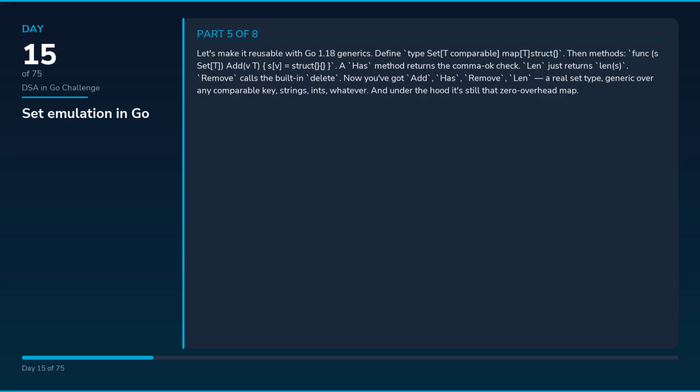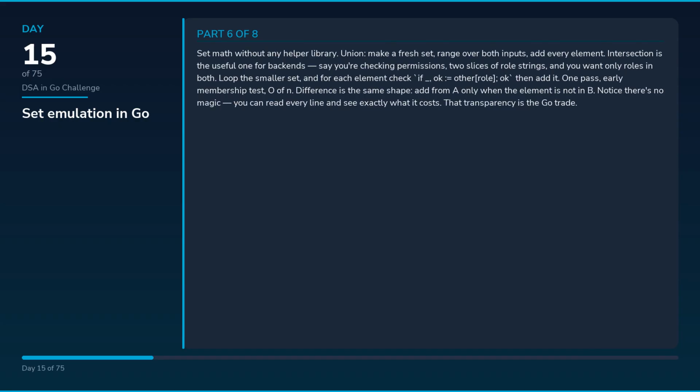Let's make it reusable with Go 1.18 generics. Define type Set[T comparable] map[T]struct{}, then methods. func (s Set[T]) Add(v T) { s[v] = struct{}{} }. A Has method returns the common ok check. Len just returns len(s). Remove calls the built-in delete. Now you've got Add, Has, Remove, Len, a real set type, generic over any comparable key, strings, ints, whatever. And under the hood it's still that 0 overhead map.